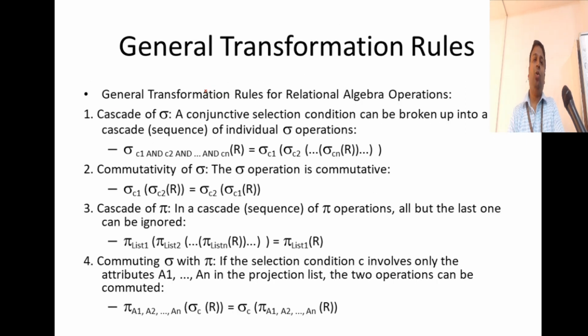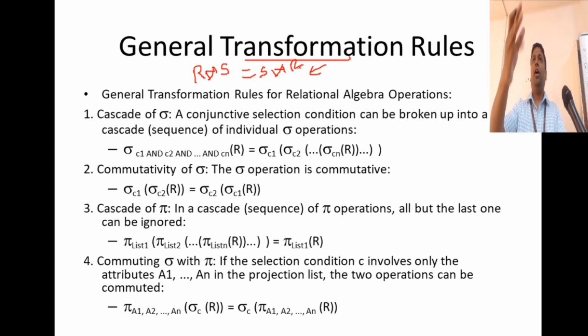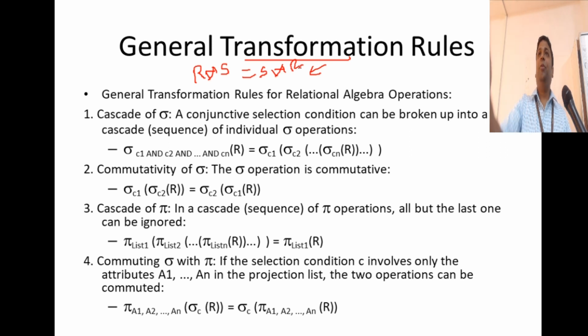All these heuristic rules are based on general transformation rules. So what do you mean by general transformation rule? I will give you an example. R having an equijoin with S is nothing but S having an equijoin with R. So this is one transformation rule. Either you join S and R first and R and W next, or you join R and W first and S and R next. The result is going to be the same. So these are the rules.